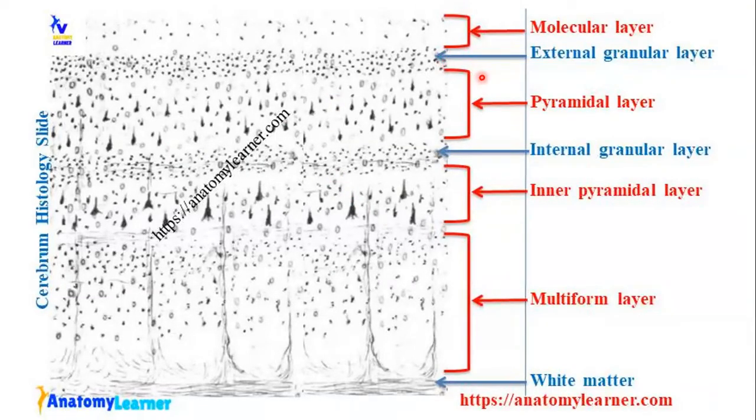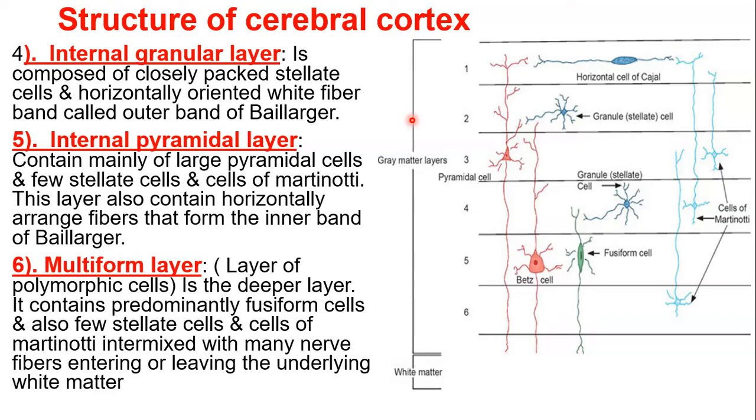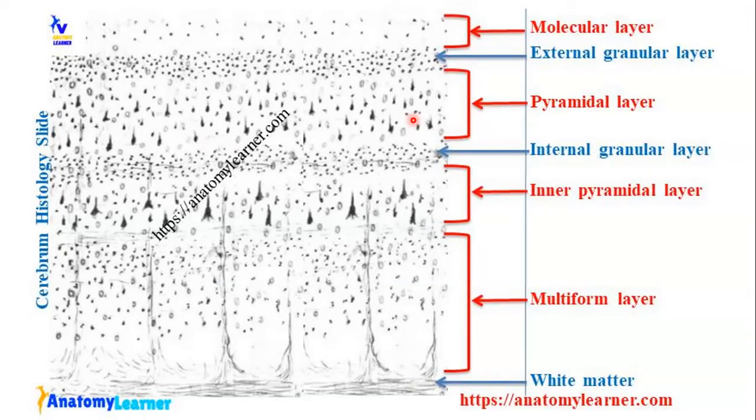In this diagram, the first layer is the molecular layer, which mostly contains the plexiform fibers of the different neurons and also the horizontal cells. This one is the external granular layer, which contains small granular cells, and the pyramidal layer contains small size pyramidal cells. Other cells are also present, which I have shown you in the previous diagram.